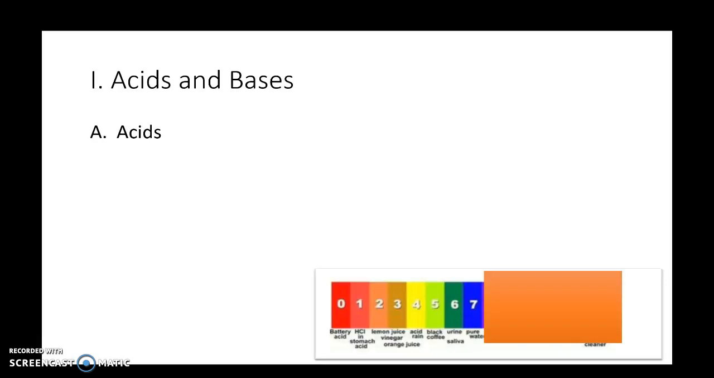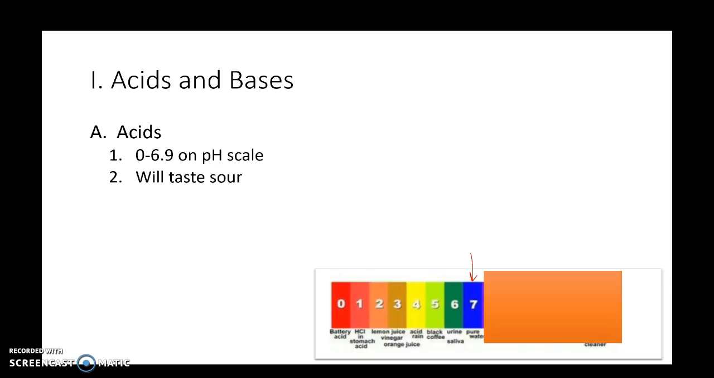Alright, so first thing we're going to do is go over the characteristics of acids. Acids are going to be anything from 0 to 6.9 on the pH scale. If you get to 7, remember the 7 is neutral. So pure water is going to be a 7, and that means it's nothing but H2O. It's distilled. Tap water is actually slightly acidic. Very slightly acidic. So keep those in mind.